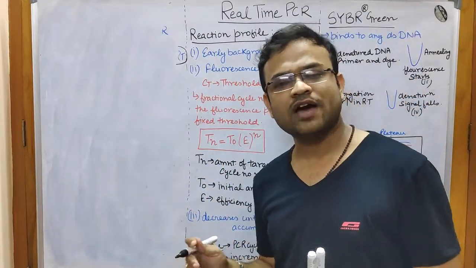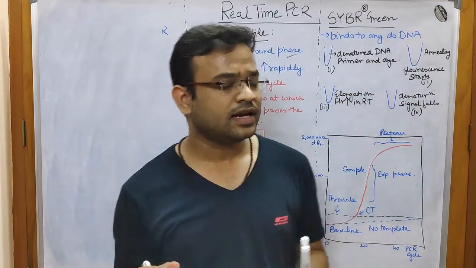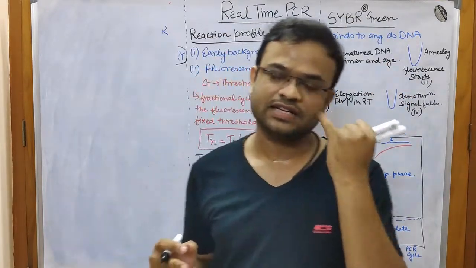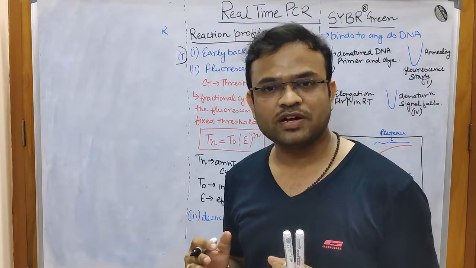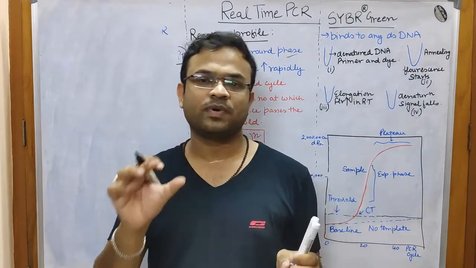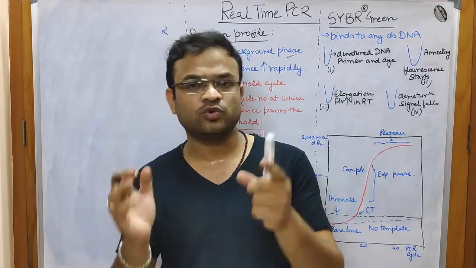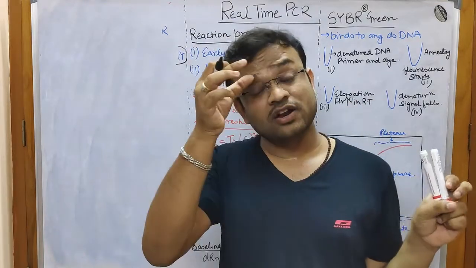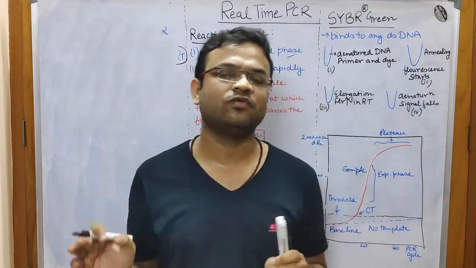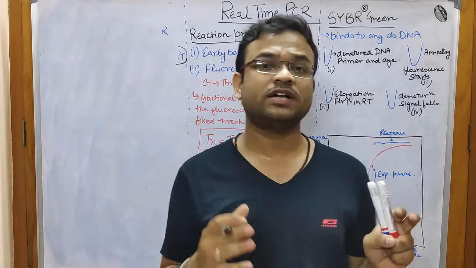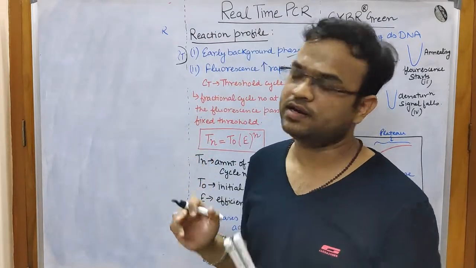Suppose we have a dye. Let us say that we have SYBR Green as a dye. What is the property of SYBR Green? SYBR Green has a property that it would bind only to double-stranded DNA and no other form of genetic material. It won't bind to any other form, but it would only bind to double-stranded DNA, right?